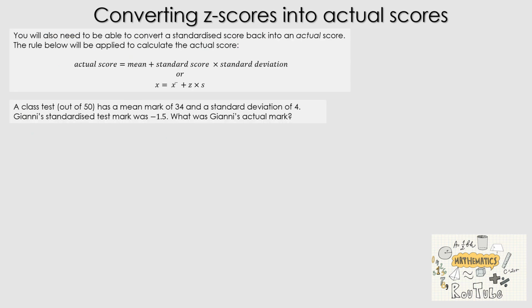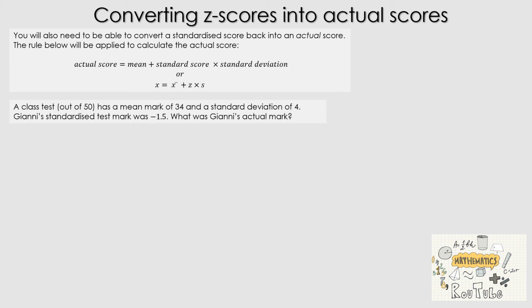Okay, let's have a go at converting z-scores into actual scores. We've looked at obtaining the z-score once we have an actual score, but now we need to look at doing it the other way. Once we have a z-score, how do we actually calculate the actual score? You will also need to be able to convert a standardized score, which is a z-score, back into an actual score.